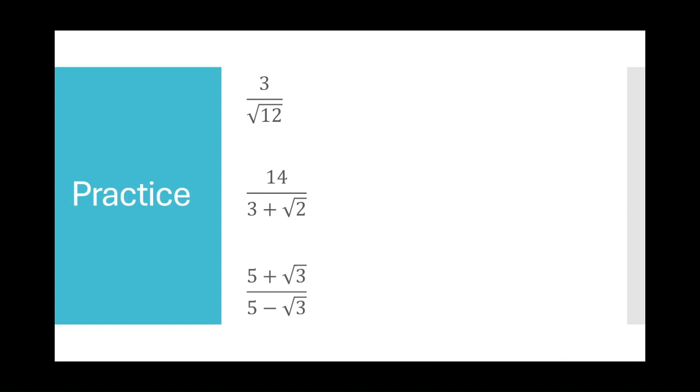Now we're just going to do a little bit more practice with this same concept. 3 over root 12, we're going to approach the same way we did 4 over root 10. We're going to multiply by root 12 on the top and bottom, which gives us 3 root 12 over 12, and now we could simplify this. 3 goes into both, so we have root 12 over 4.